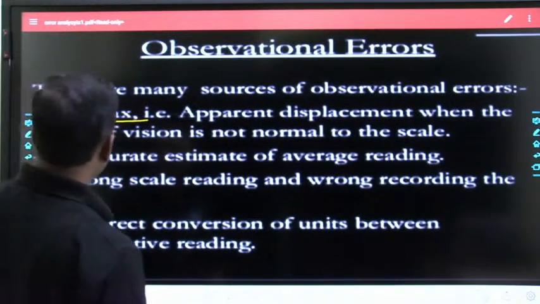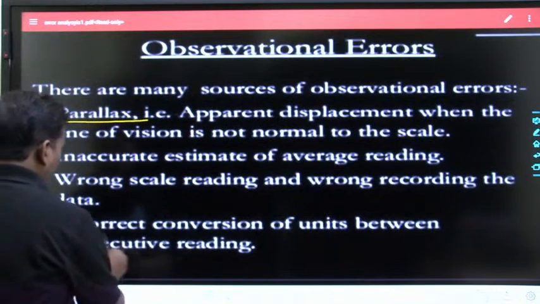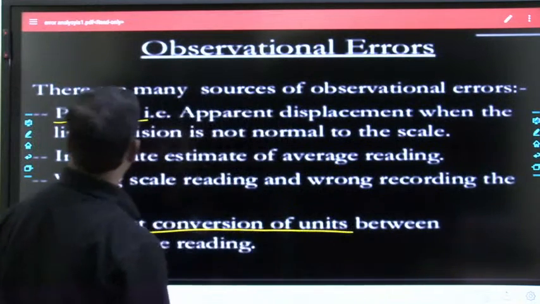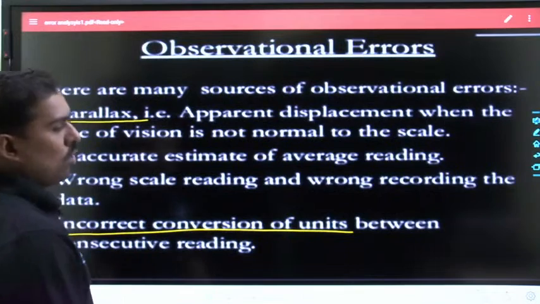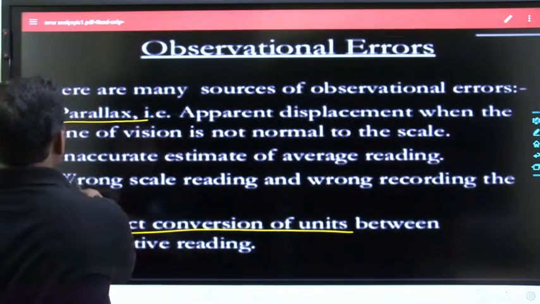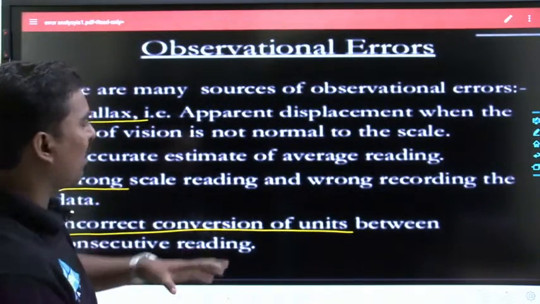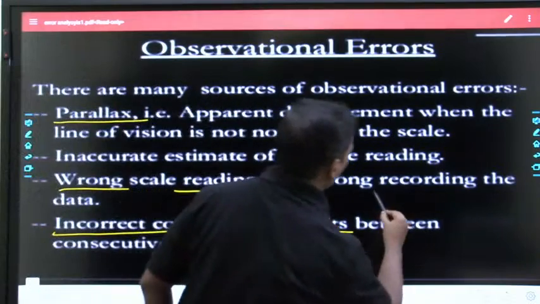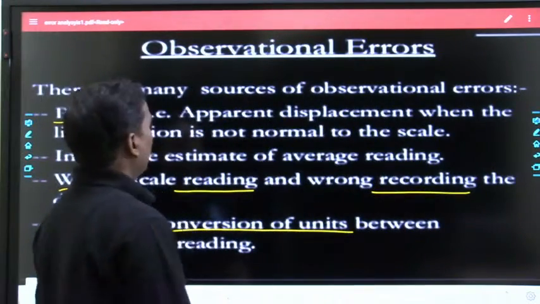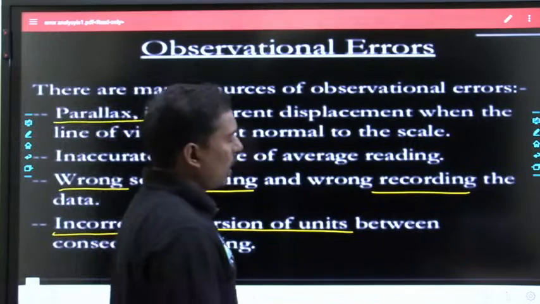Parallax and incorrect conversion of units. While you are measuring, you are making some average, wrong scale reading. Wrong scale reading or wrong recording. Parallax error. Okay, observational error.